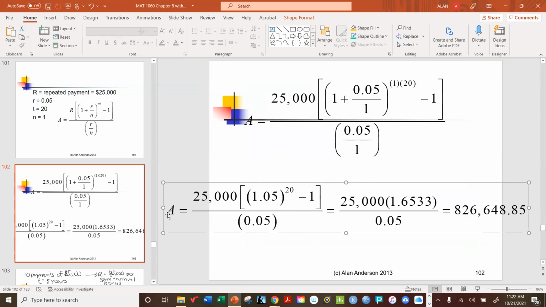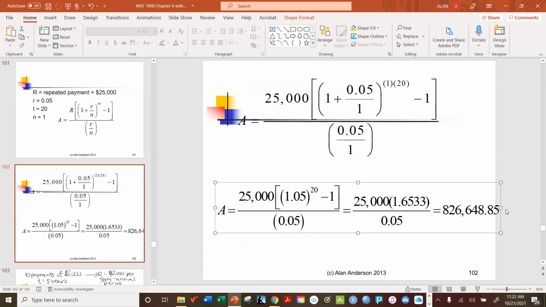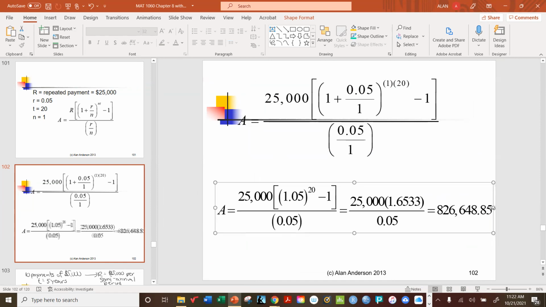Oops, that's a little too big. Okay, that'll fit. Beautiful. Okay, so now the interesting thing is the total amount of money that he deposited in this account is only $500,000, and yet he wound up with $826,000. Obviously, he was earning interest along the way.